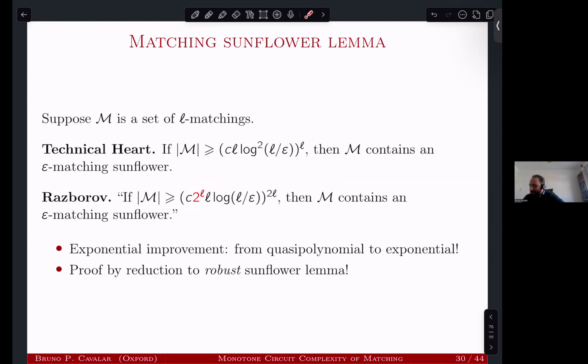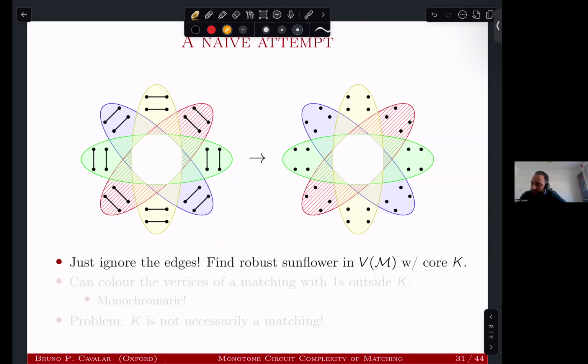So let's see what would be a naive attempt to apply the robust sunflower lemma in this context. What you want is that under a random coloring, the edges are monochromatic. So what you want is that everything here is colored either 1, 1, 1, or 0, 0, 0, 0, or 1, 1, 1. Everything's colored monochromatically, right?